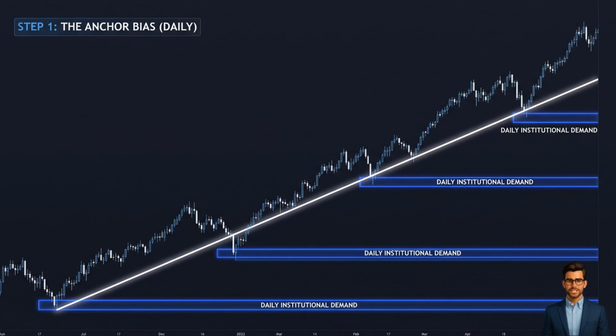Amateurs lose their money trying to trade the chaotic dead space in between major zones. Professionals wait for the price to come to them. When the price finally drops and physically touches your daily demand zone, your anchor analysis is complete. The market is now in a highly sensitive, high-probability location, but you still do not enter the trade. Why? Because the daily zone is massive, and trying to catch a falling knife on a daily chart will destroy your account. You need to zoom in.